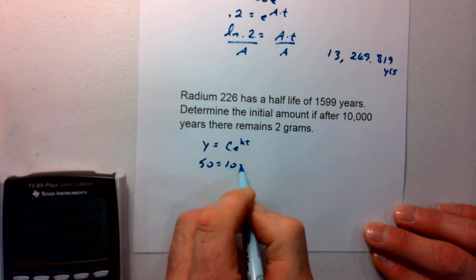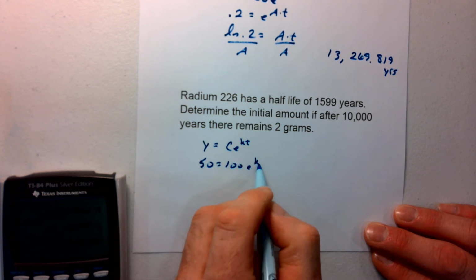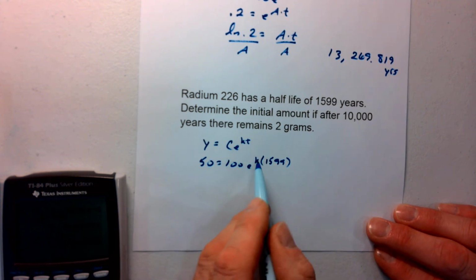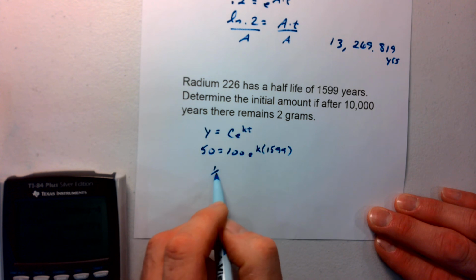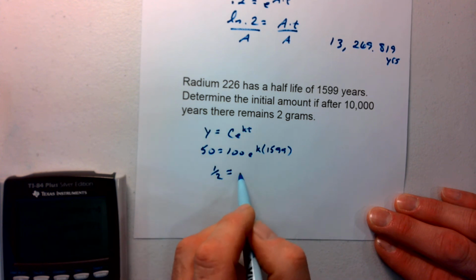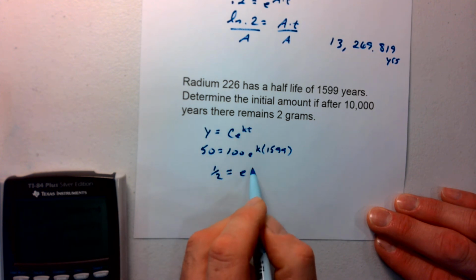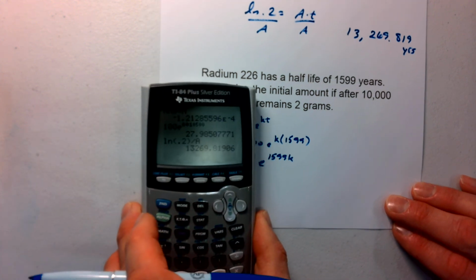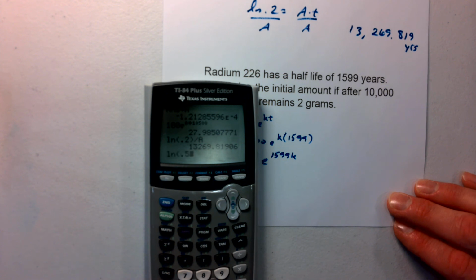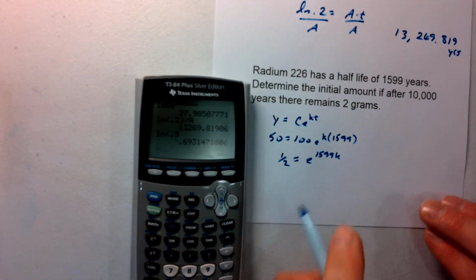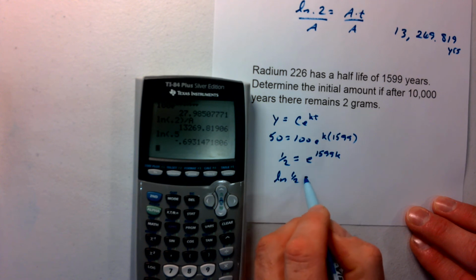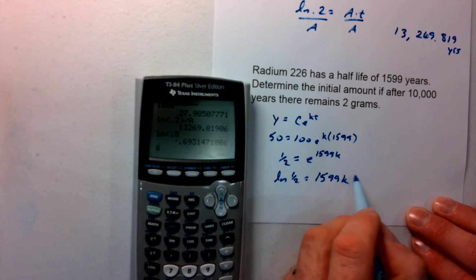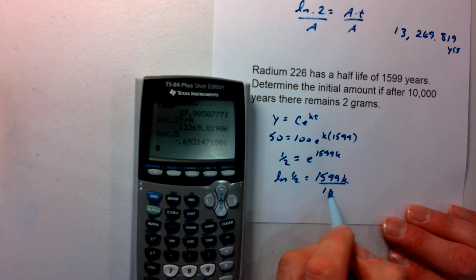So maybe we start with 100 again, and 50 is half. K times the half-life is 1599. So again, we're finding that K value first. We have that 1/2 is going to be our ratio, e to the 1599K. So in my calculator, I'm going to do my natural log of 1/2. I guess I should go ahead and show that. Natural log of 1/2 equals 1599K. Natural log of e again goes to 1. I'm going to divide by 1599.